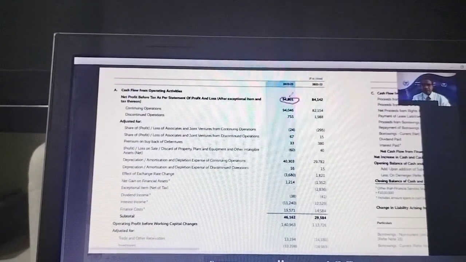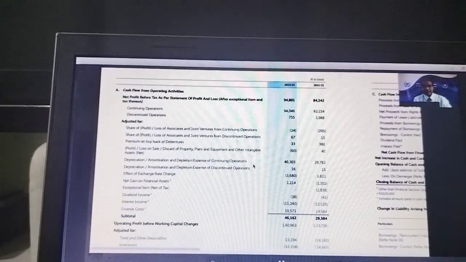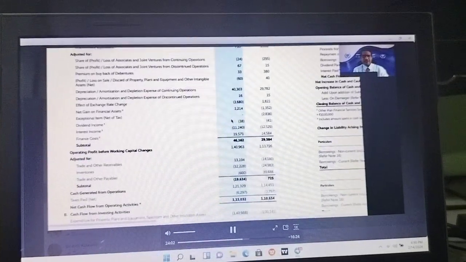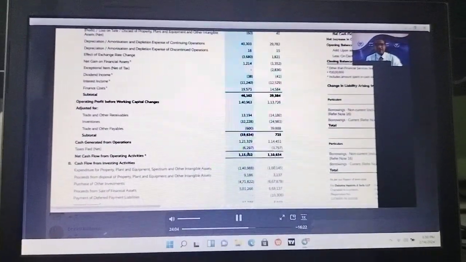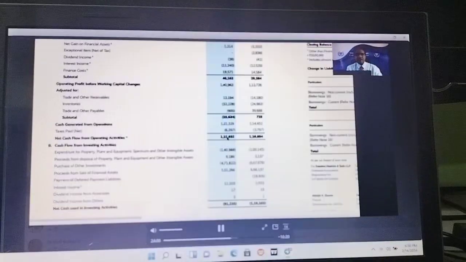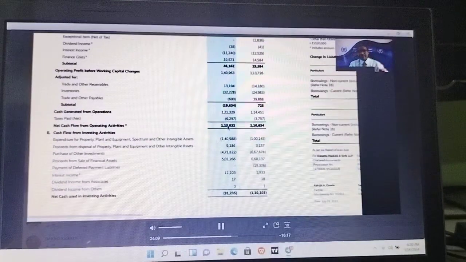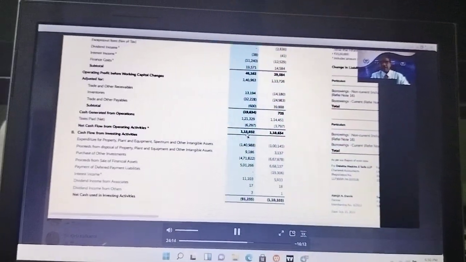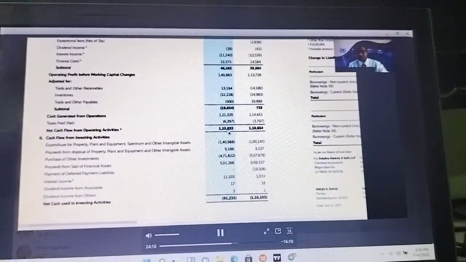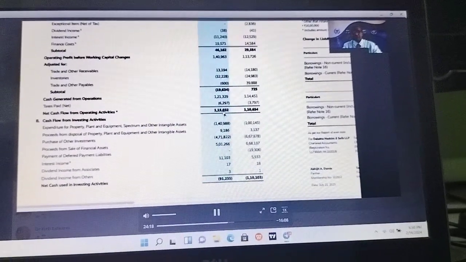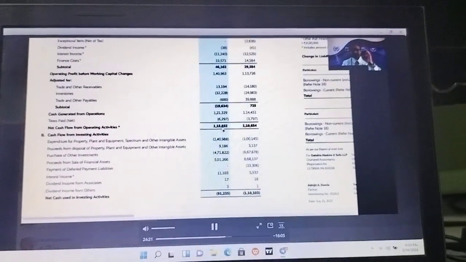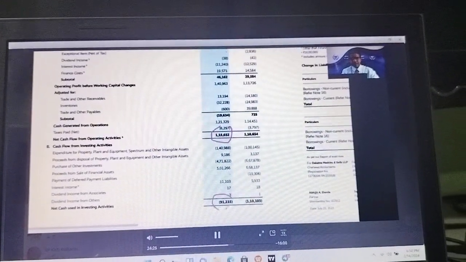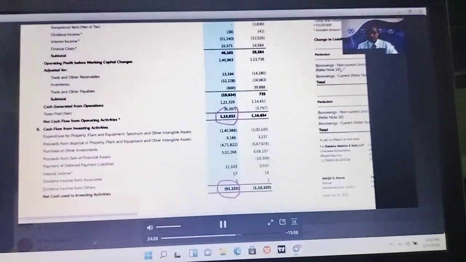So which number is necessary? This you already got from the profit and loss statement, and the micro readings are not important, at least at this juncture. Go to the operating activity and find the operating activity number. This is the operating net cash flow. Net cash flow from operating activity is 1,15,033 crores. So you get three numbers: profit from the operating activity, the cash flow from the investing, and the cash flow from the financing.